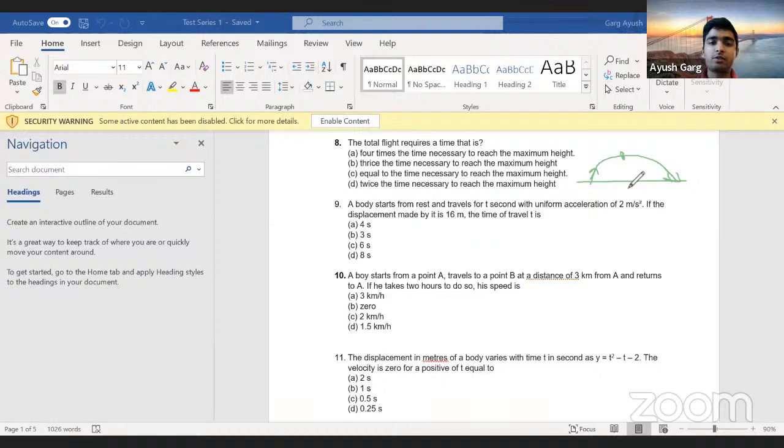Okay, so let's look at the options. Four times the time necessary to reach the maximum height? No, because the time needed to reach the maximum height is this much, so obviously the total flight time is going to be twice that. Thrice the time necessary to reach the maximum height, again wrong. Equal to the time necessary to reach the maximum height, again wrong. Twice the time necessary to reach the maximum height is going to be the correct answer, because the time required to reach the maximum height, multiplied by 2, is the total time required to reach the end.